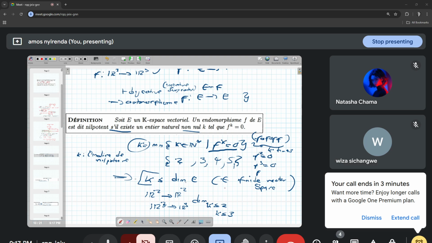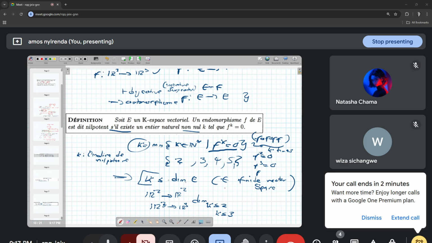And this second property I've written here says that the nilpotence is always less than or equal to the dimension of the space E, where E is a finite vector space. We're not going to demonstrate this particular property, but it's something that you're supposed to remember, that the nilpotence is less than or equal to the dimension of E.